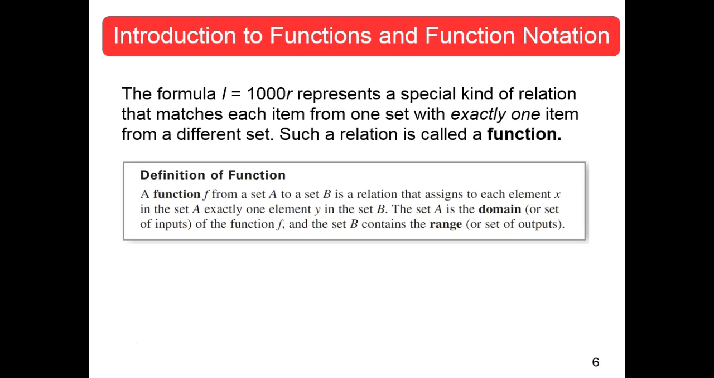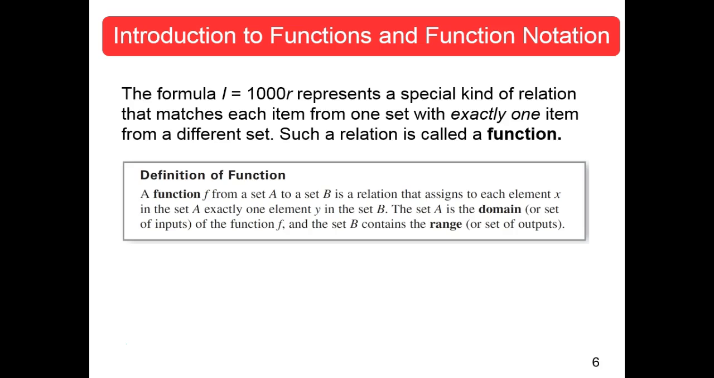Such a relation that for each item in the first set, the domain gives you exactly one item in the range. That's then a function. So here's your definition. A function f from set A to set B, set A being the, and we're going to talk about that, is a relation. Those are relations. Anytime you're comparing two sets, that's a relation. But it's a relation that assigns to each element x in set A exactly one, not more than one, only one element y in set B.